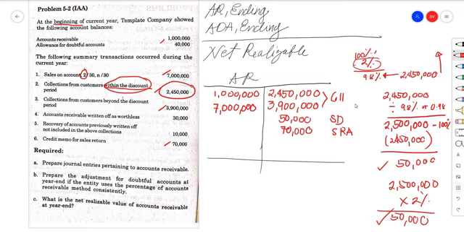Next, accounts receivable as worthless. Ang worthless, write-off yan. Okay? Write-off. So, magkano ang write-off natin? 30,000. Bawas din yan. Next, sir, meron tayong recovery.